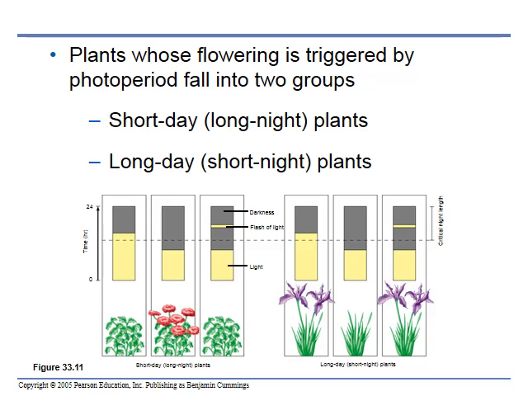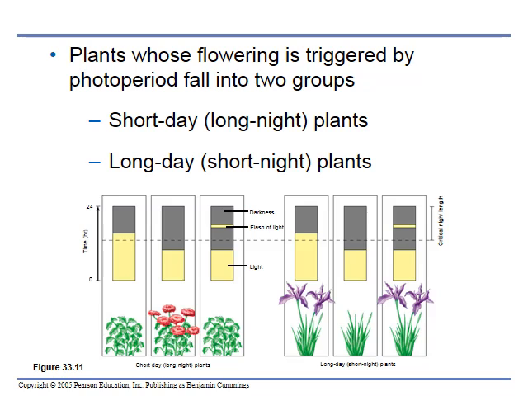So this one is a short day, long night flowering plant. But you can trick this plant by just doing a flash of light in the middle of the darkness, and it will think that it has 2 short nights. So a flash of light will actually trick this plant.